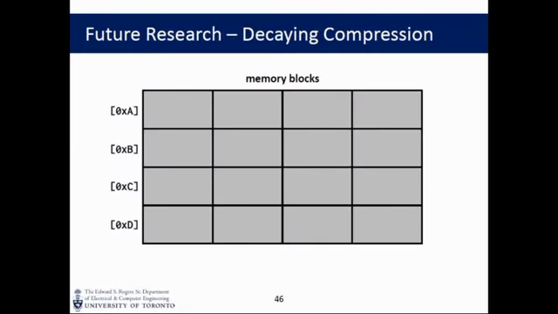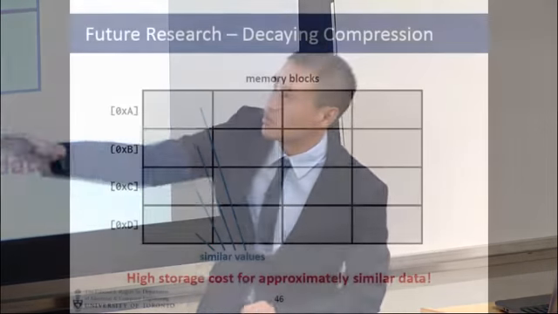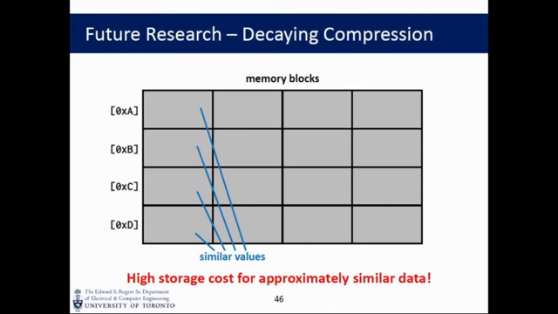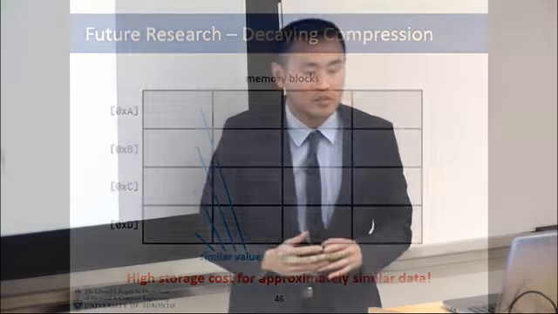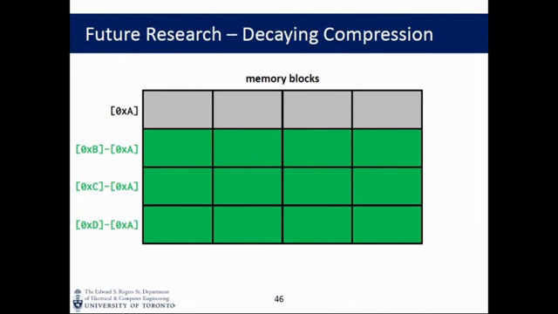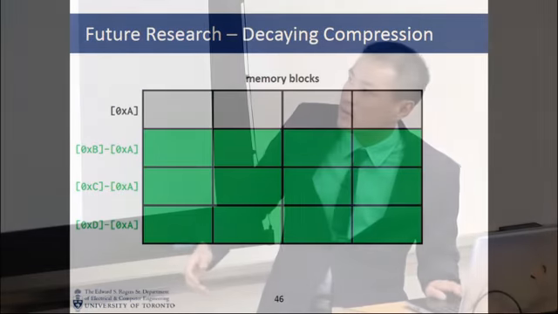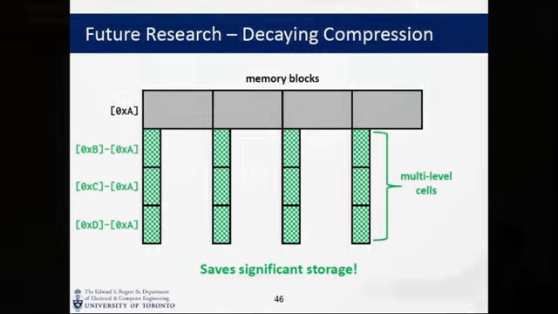So then you can imagine that the notion of spatial value similarity that I discussed exists in your memory as well. You have your memory blocks for addresses A, B, C, and D. And you can expect that in a lot of cases we have a lot of similar values. And this is a high storage cost for approximately similar data. But what you could do now, given that the values are similar, is that the deltas tend to be small. So now you could encode the values as offsets to some base, which is the base A, and store them in these multi-level cells, controlling the granularity and the precision to save yourself significant storage, depending on how much approximation you're willing to tolerate.